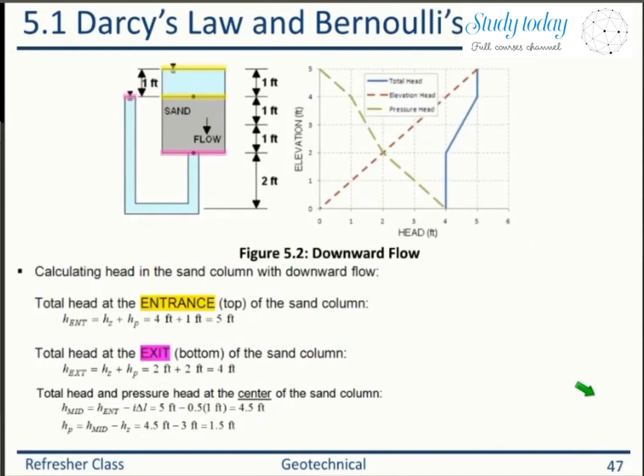Let's say you have one example like this. This is your sand column. The water level above the sand column is there. And when you insert the piezometer here, the water table rises there. So let's draw a line here again.